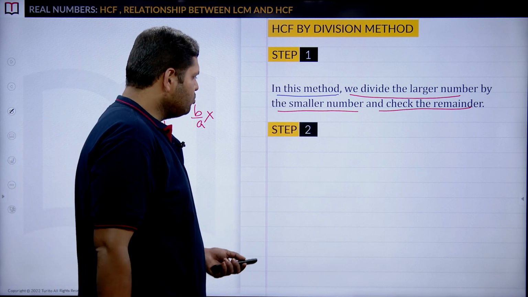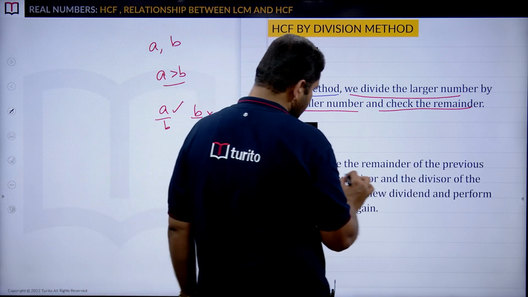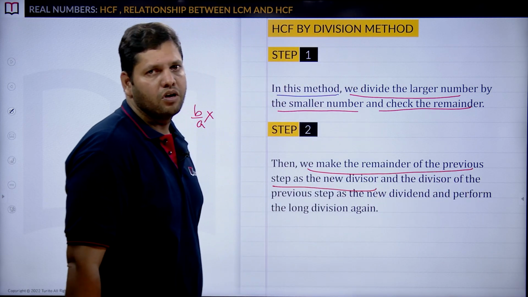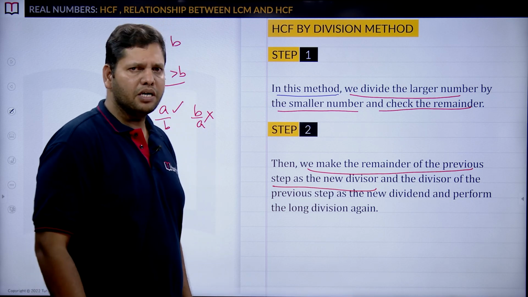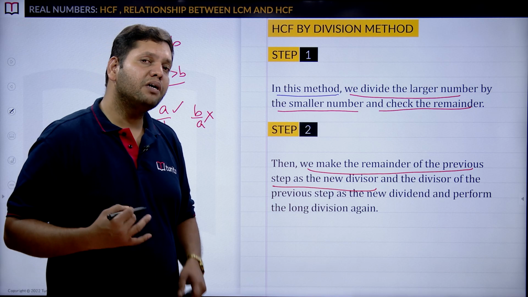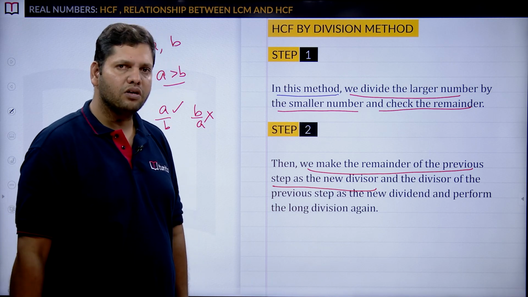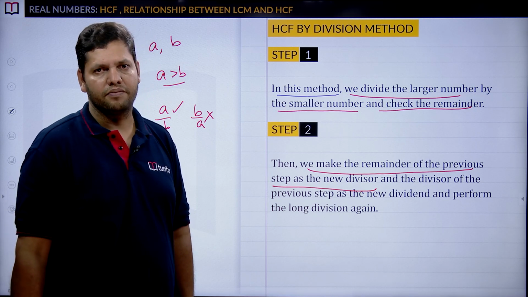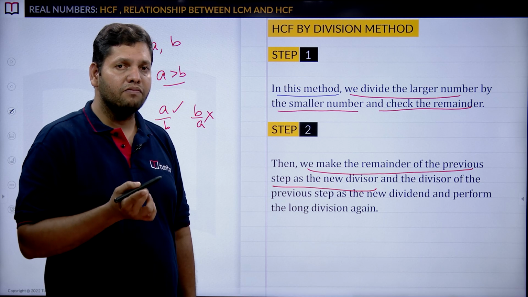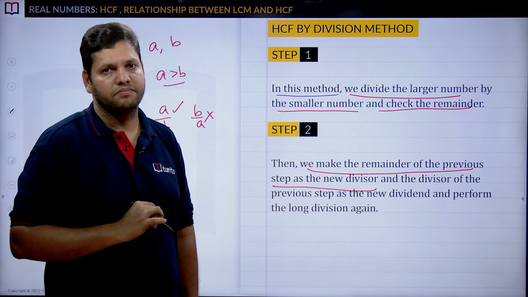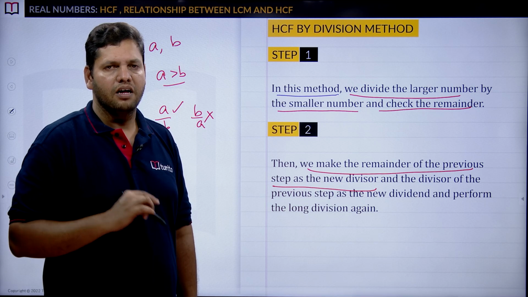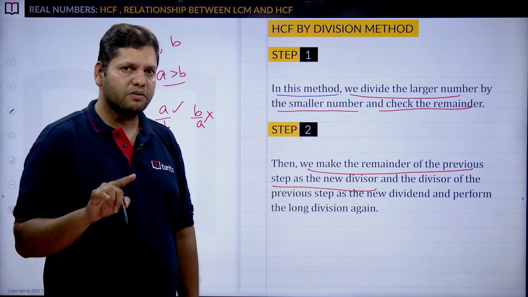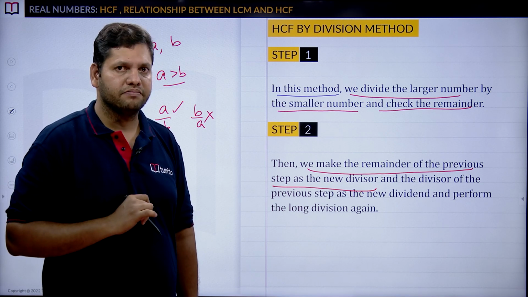Then after that, what is step number 2, children? Then we make the remainder from the previous step the new divisor. So we'll get the remainder anyhow. If you don't get a remainder, stop there only. In case the remainder is a non-zero number, take that remainder as the divisor for the next step. And the divisor of the previous step becomes the dividend of the second step. Are you getting my point, children? The remainder becomes the divisor for the second step, and the divisor of the first step becomes the dividend of the second step. Okay.